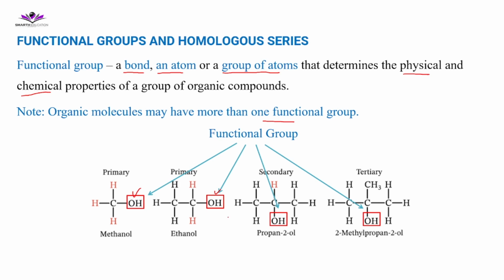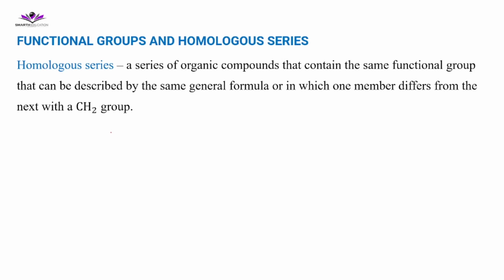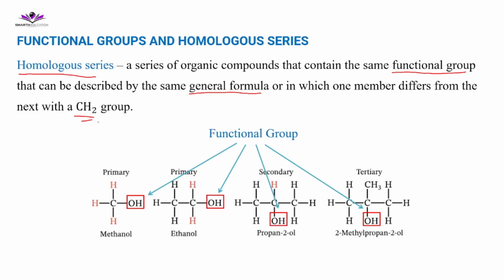Then what do we call these compounds that have the same functional group? This is what we call the homologous series. A homologous series is a series of organic compounds that contain the same functional group, and it can be described by the same general formula in which one member differs from the next by a CH2 group. Like the example that we talked about, these compounds are in the same homologous series, and this homologous series is called the alcohols.